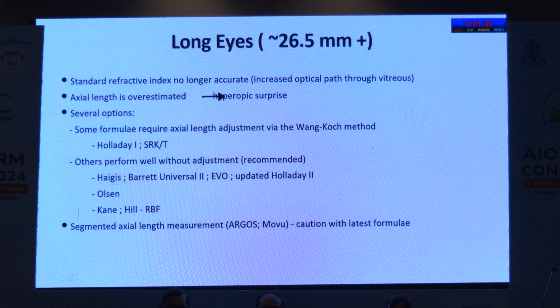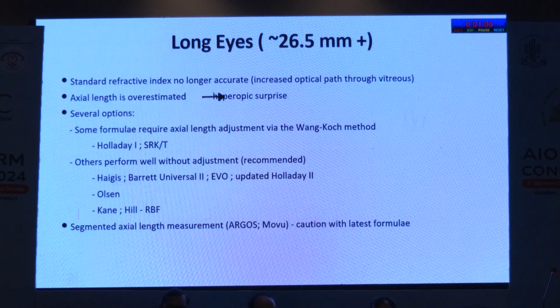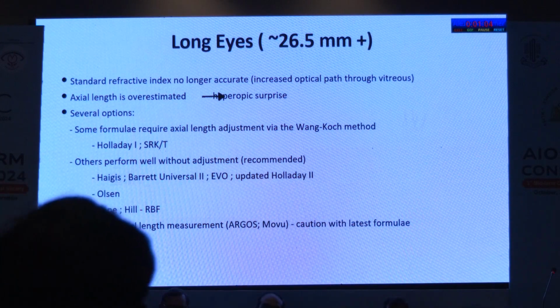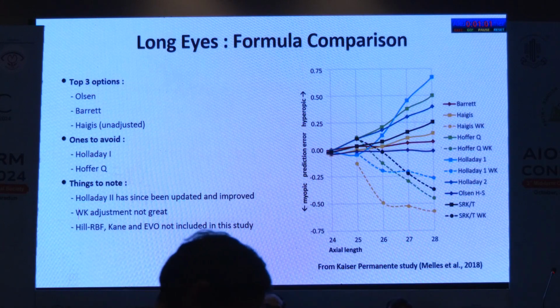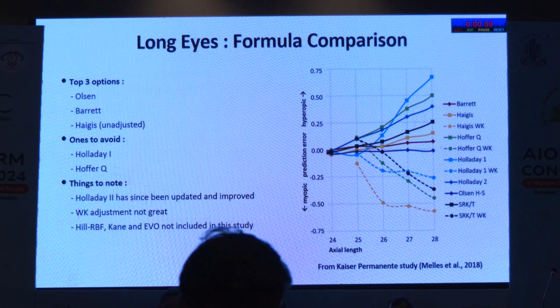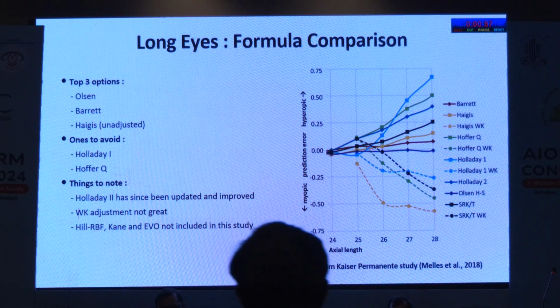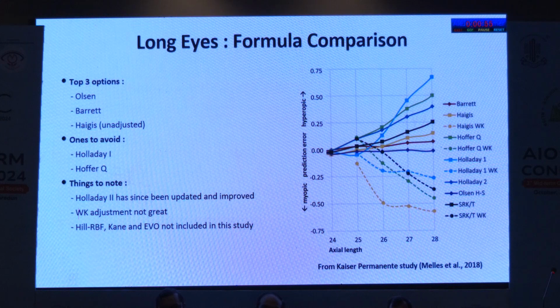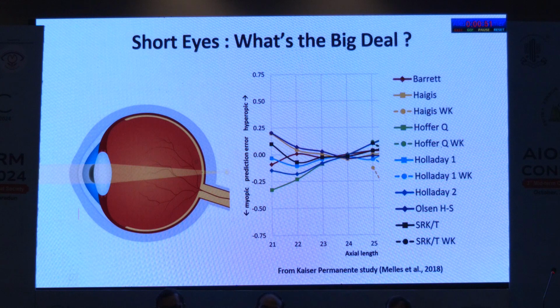Another method in longer eyes is to use the biometer Argos, which uses segmental measurement of the axial length. So for long eyes, the best methods are using Olsen, Barrett and Haigis, and to avoid Holladay and Hoffer Q, and otherwise we can use Hill RBF and Olsen formula as well.